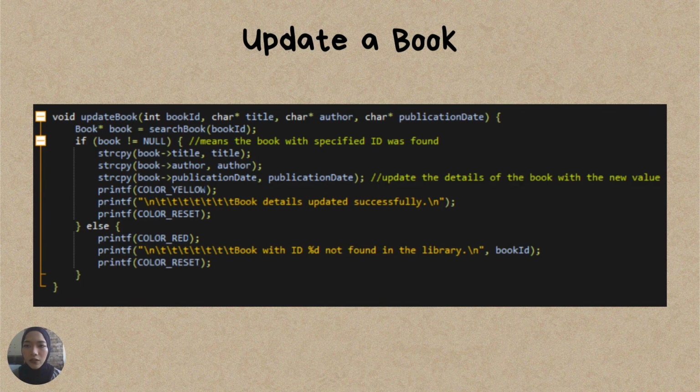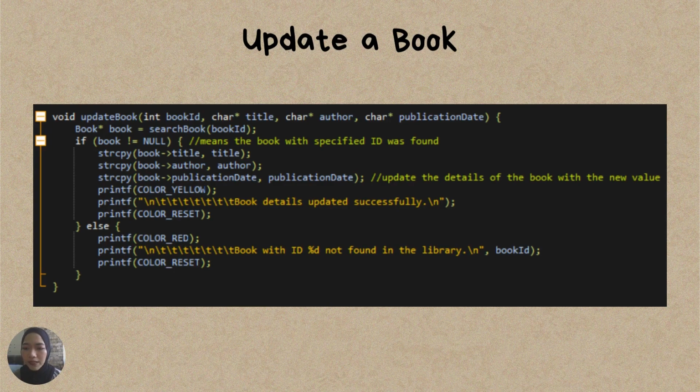In this code, it calls the function named searchBook with the book ID parameter to find the book in the library system. The searchBook function returns a pointer to a book struct, or NULL if the book is not found. If the book is found, such that book is not NULL, the code proceeds to update the book's details using the string copy function.